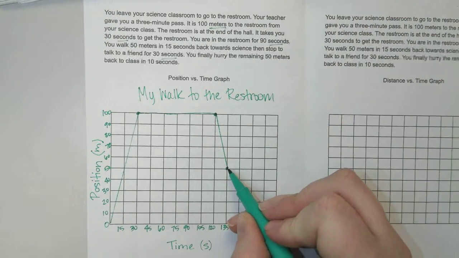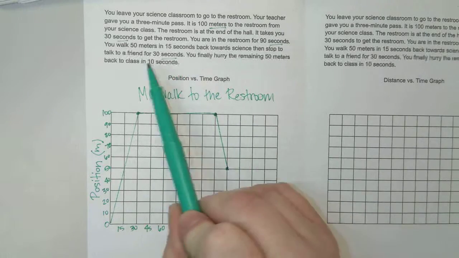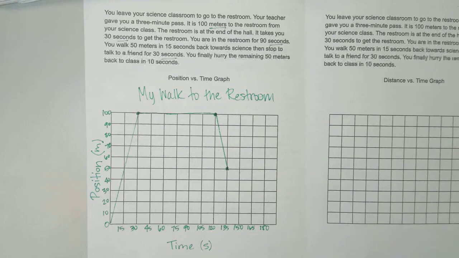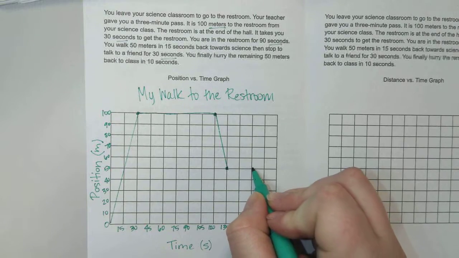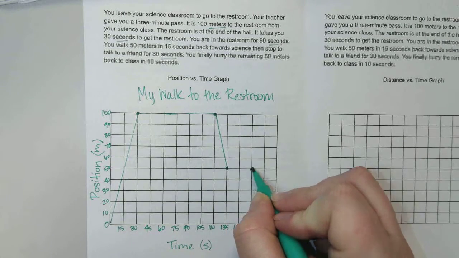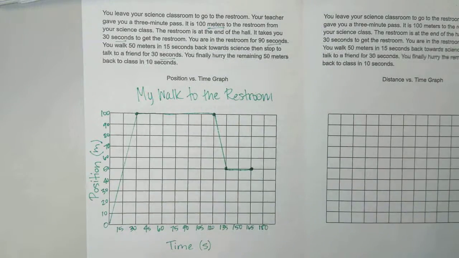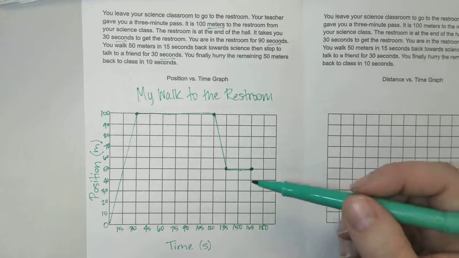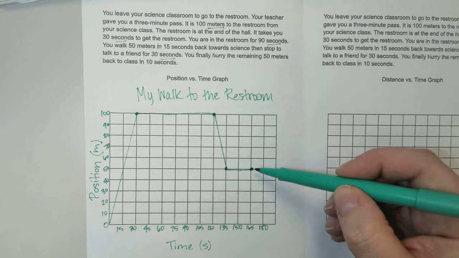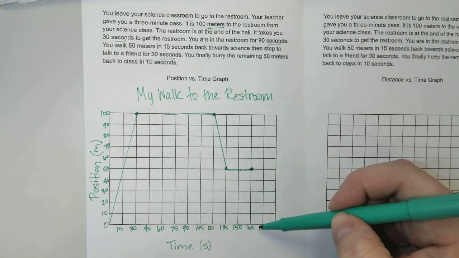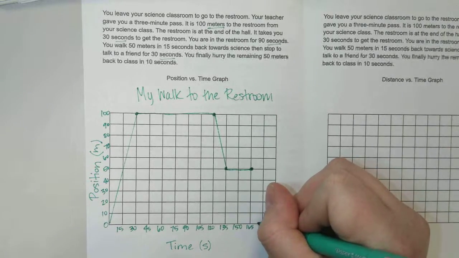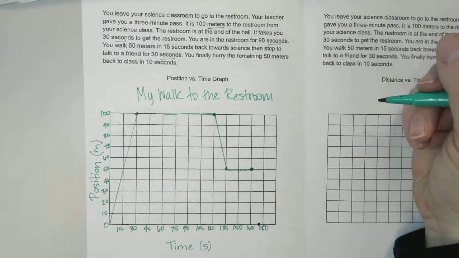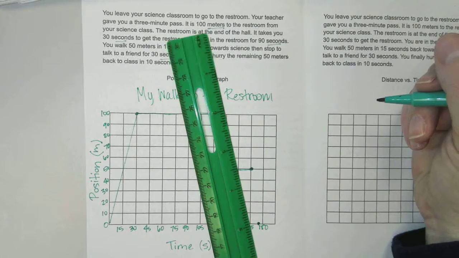The next thing it says that we do is we stop and talk to a friend for 30 seconds. Again, if we're stopped, our position is not changing. 30 seconds would be 15, 30, right here at the 165 mark. You can trace that straight line, or you can use a ruler to draw that straight line. Then it says you finally hurry the remaining 50 meters back to class in 10 seconds. So we're going to go from the 50 back down to 0. We've got to get back to science class in only 10 seconds. This is 15, so you can draw a line close to 180, but not quite there. And then use a ruler to connect the dots.